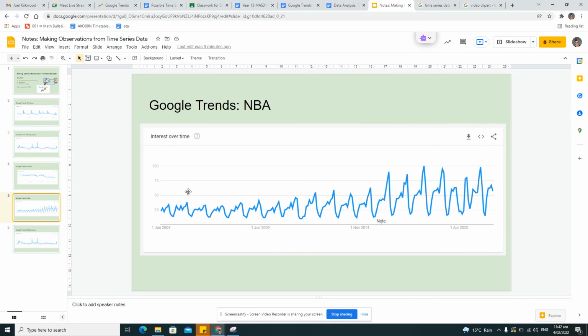Another one is NBA. So NBA is an overall increasing trend. All right, so it starts off lower than where it ends on the graph. It has definitely got a seasonality pattern, and that's probably to do with the competition occurring at the same time every year. And it is also increasing. The peaks are increasing over time, so that is becoming more popular over time in terms of a search term.